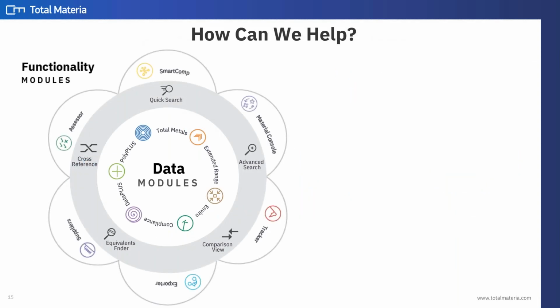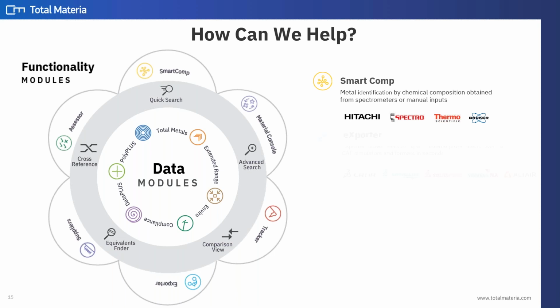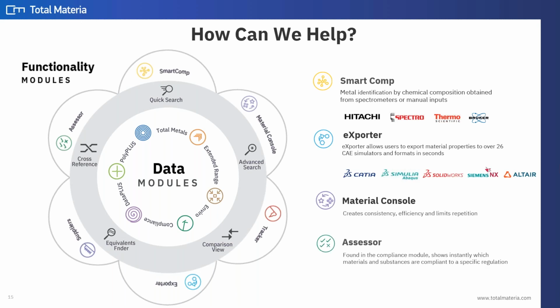And on top of all the different data sets we were talking about, Total Materia also has different functionalities that help you get to your end goal, in terms of maybe substituting material, finding a good alternative, maybe in a different country, or perhaps you have to replace a material, and on and on. If you need to identify material based on chemical composition, we have a great tool called Smart Comp.